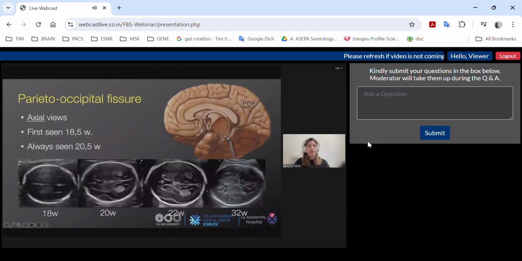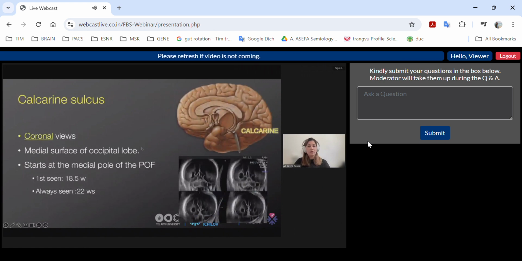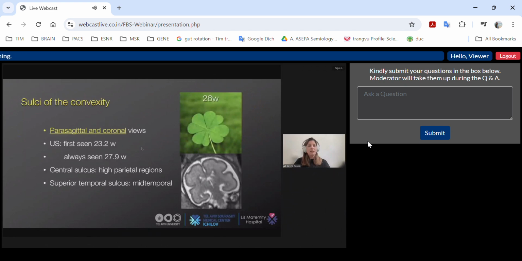brain development. The parieto-occipital fissure as well, and the different patterns of appearance, the calcarine sulcus. So these three are very, very important and should be checked at the time of the second trimester scan. The sulci of convexity will appear later on, normally after 25 weeks.